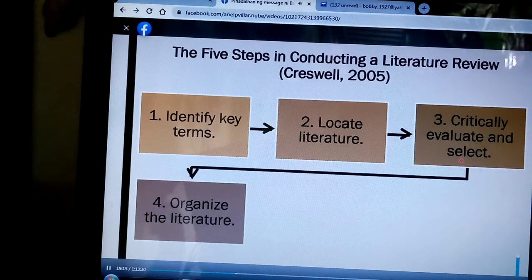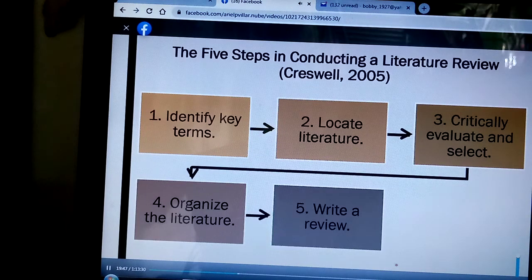Pag sinabi natin review, you are explaining that from A to Z. You're explaining that in a clear and an organized manner. Okay? Na naiintindihan yung pagka-connection ng inyong paliwanag. A review is an organized explanation of everything that you have researched, of everything that you have summarized from the ideas of other people. Okay? So, that's the time that you write already your review. Okay?